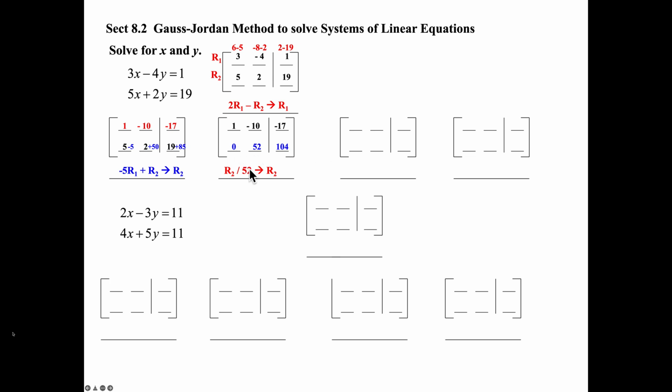So 0 divided by 52 is 0. 52 divided by 52 is 1. 104 divided by 52 is 2. I did not change row 1.